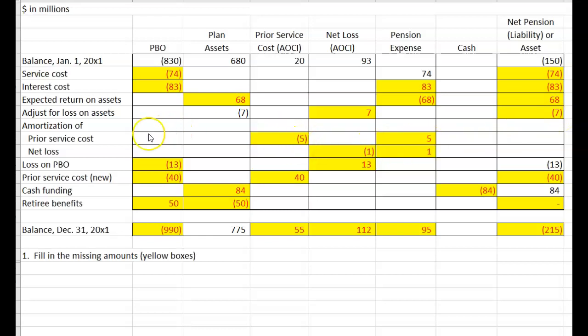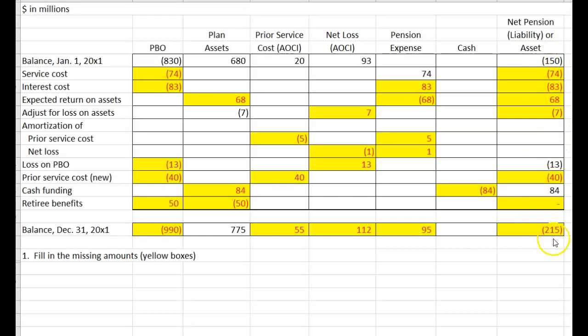None of these numbers affected either the PBO or the plan asset column. The $13 million credit to the PBO for loss on PBO is already in this column. We credited the PBO for the prior service cost new, so a credit in this column. The $84 million debit to the plan assets is already in the column, and the $50 million debit to the PBO and credit to plan assets offset each other, 50 minus 50, to have 0 in this column.